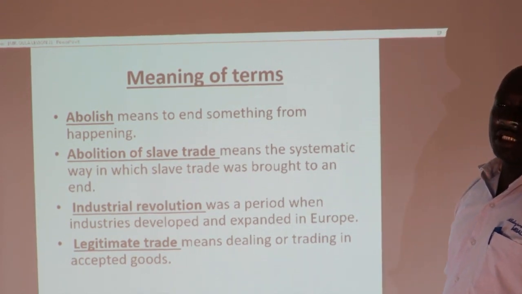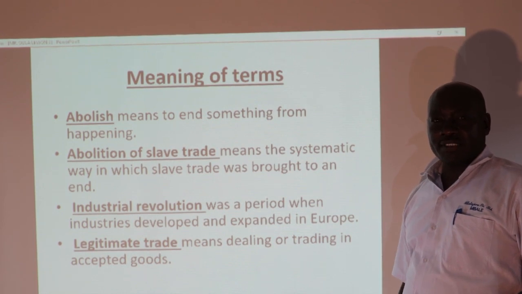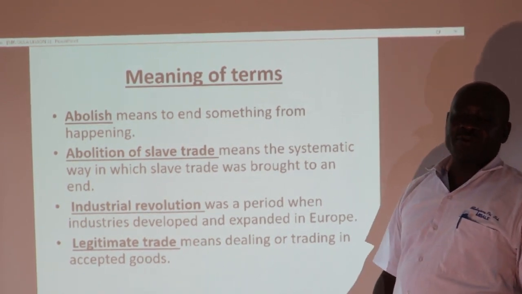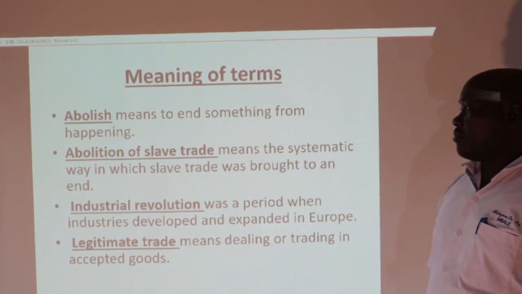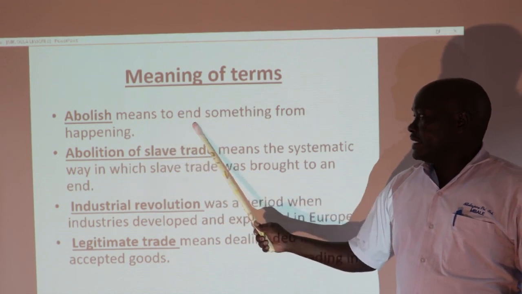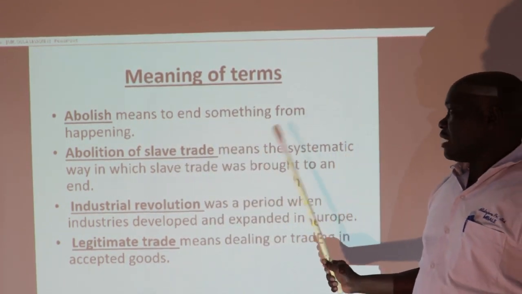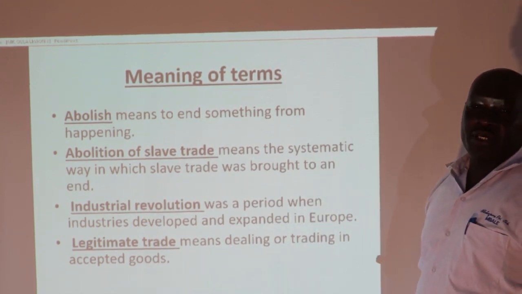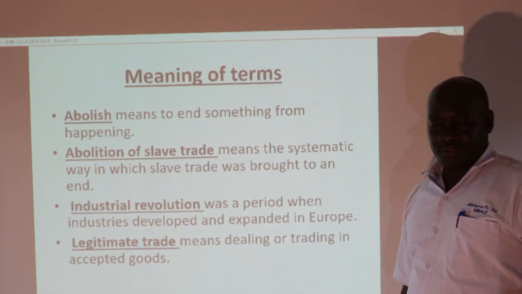It might be something good, or it might be bad. You know, when you're doing something, there are things which are good to you, but they might be bad to another person. So when you look at the word abolition, it means end something from happening, or to stop something from happening. That is the word abolition.